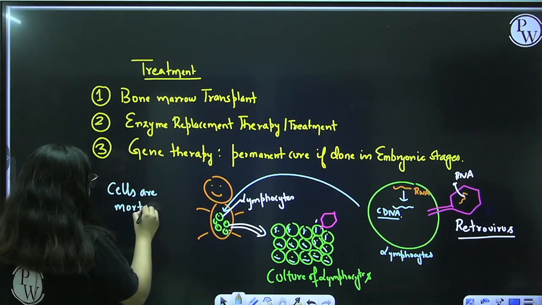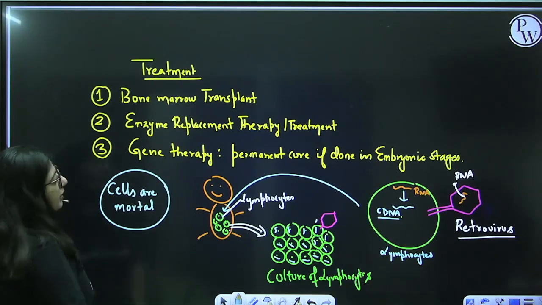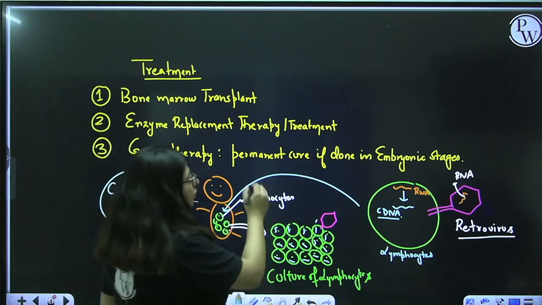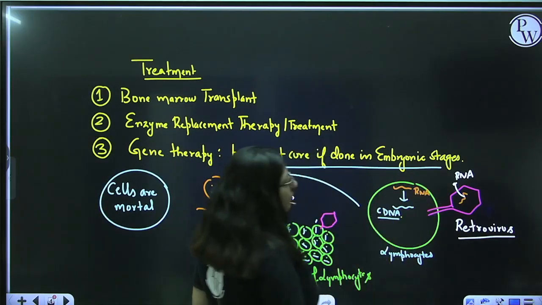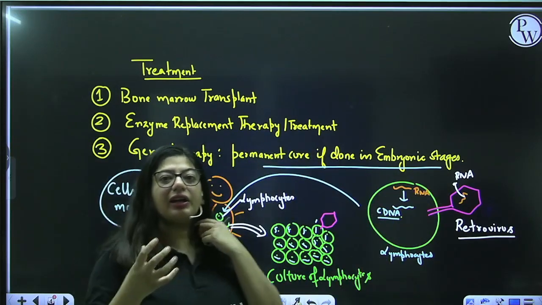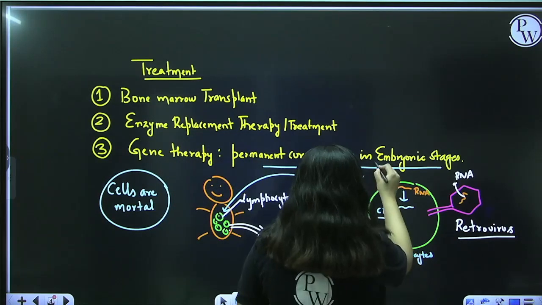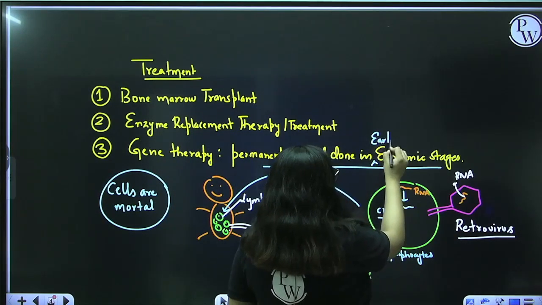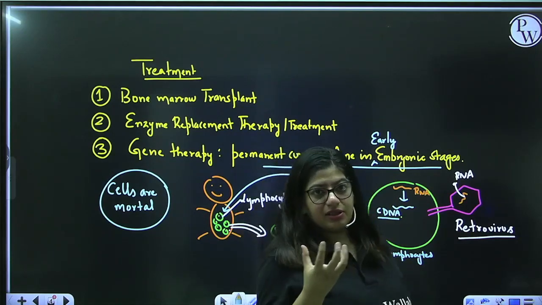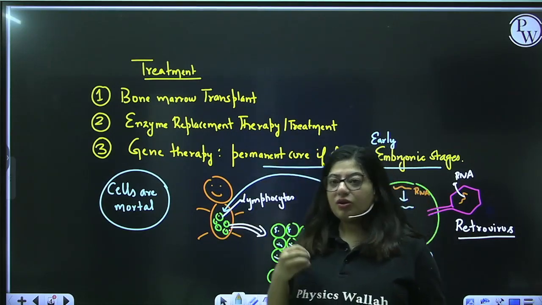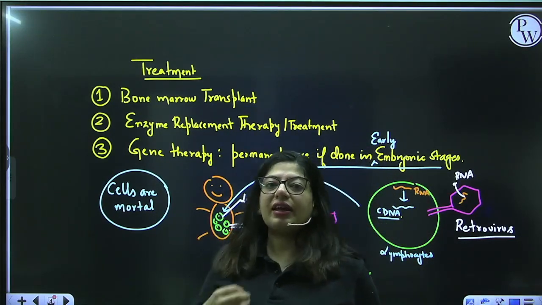They can die, right? So this is how we say that it can only be a permanent cure if you do it in the embryonic stages. Because if you do it in the early embryonic stages, which stage is early, when your embryo is only a few cells small, at that time, because the baby is developing, all the cells are like stem cells.